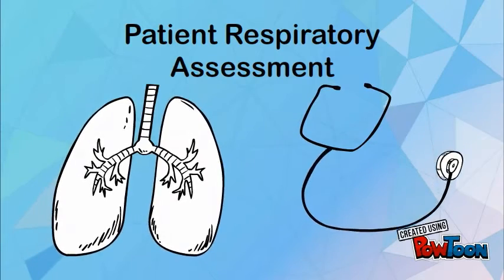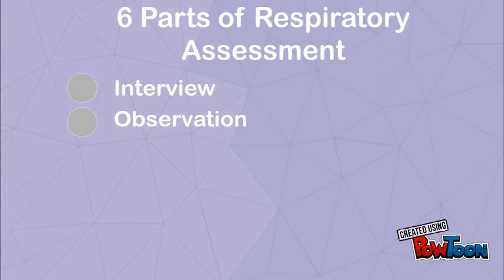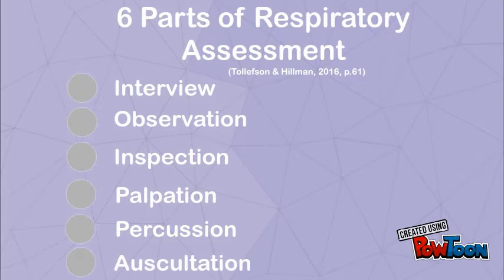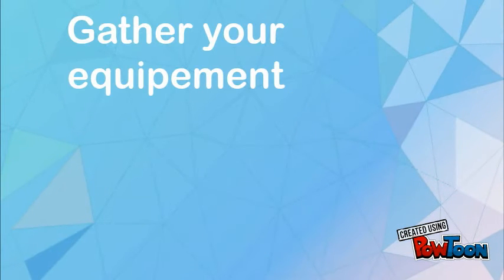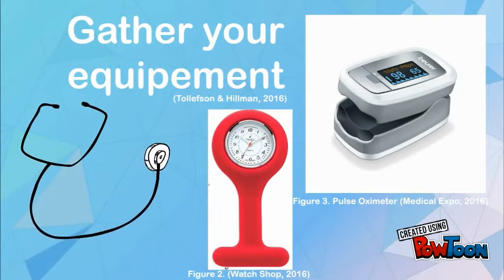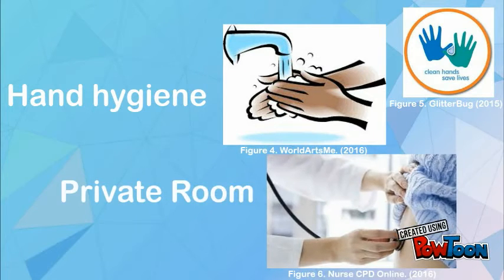Patient respiratory assessment. The 6 key parts of respiratory assessment are interview, observation, inspection, palpation, percussion, and auscultation. First, gather your equipment. You will need a stethoscope, pulse oximeter, and a watch with a second hand. Also ensure you perform hand hygiene and have a quiet and private room to perform your assessment.